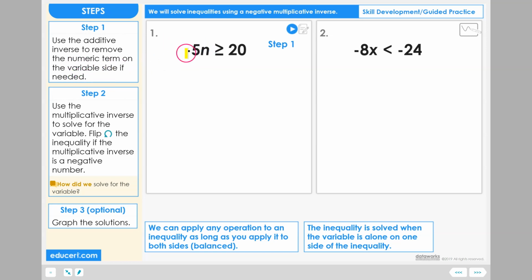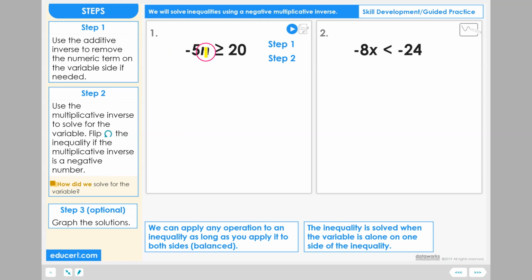Step 1. Use the additive inverse to remove the numeric term on the variable side if needed. Our variable side does not have an additional numeric term, so we do not need to use the additive inverse on this problem. Step 2. Use the multiplicative inverse to solve for the variable. We will flip the inequality if the multiplicative inverse is a negative number.